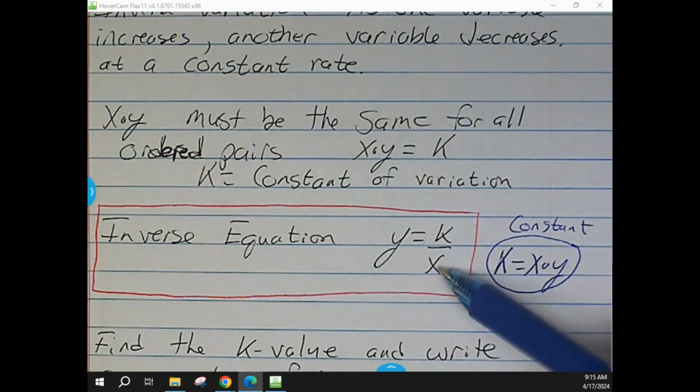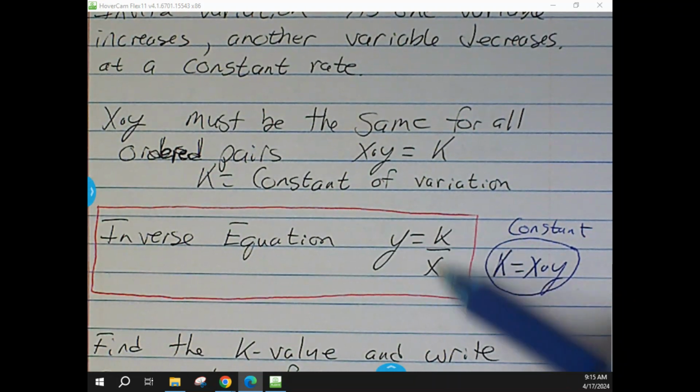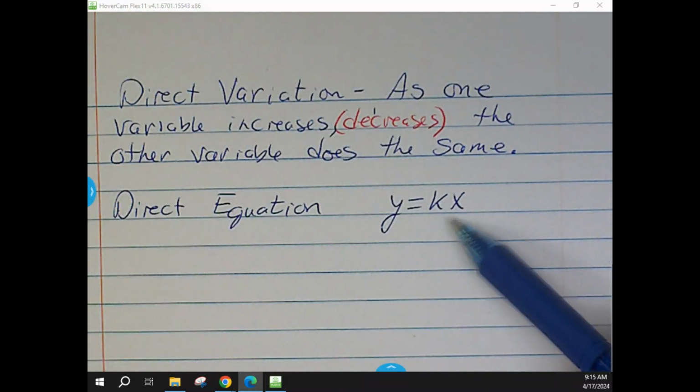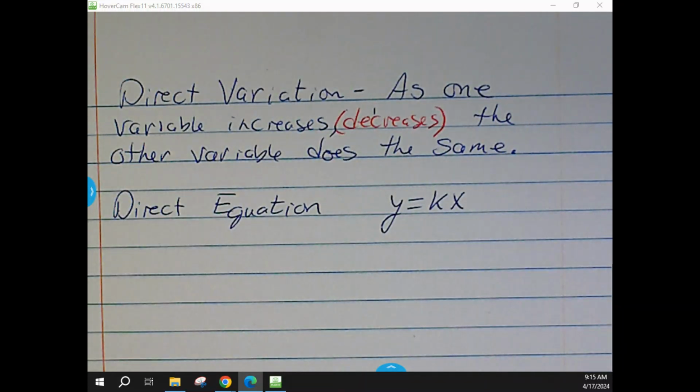When we do inverse, it's upside down kind of thing. So the X value is below or divided by the K value there. So if it's direct, it's directly beside the K value. If it's inverse, it's underneath the K value. If you want to kind of think about it that way. All right, so that's our equation.